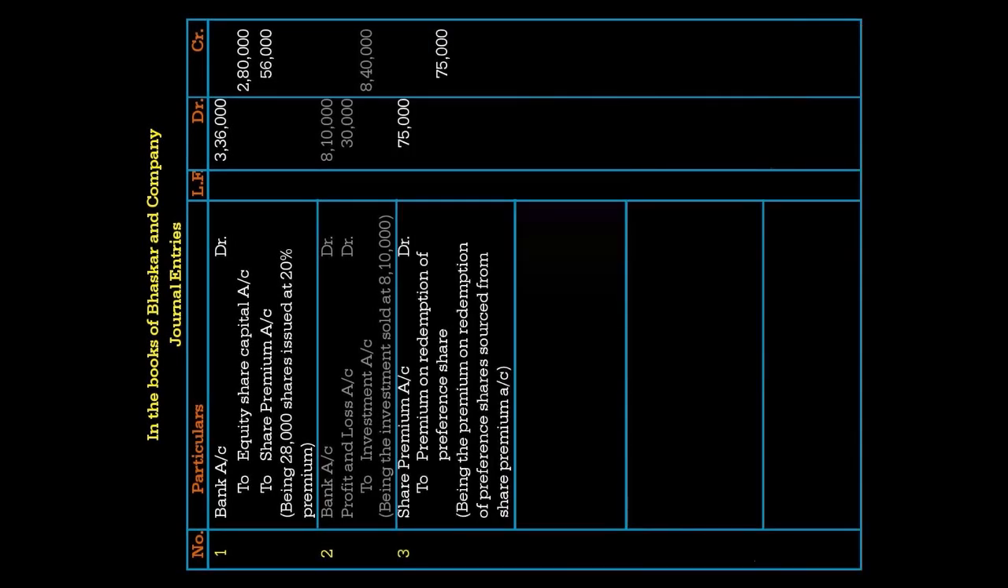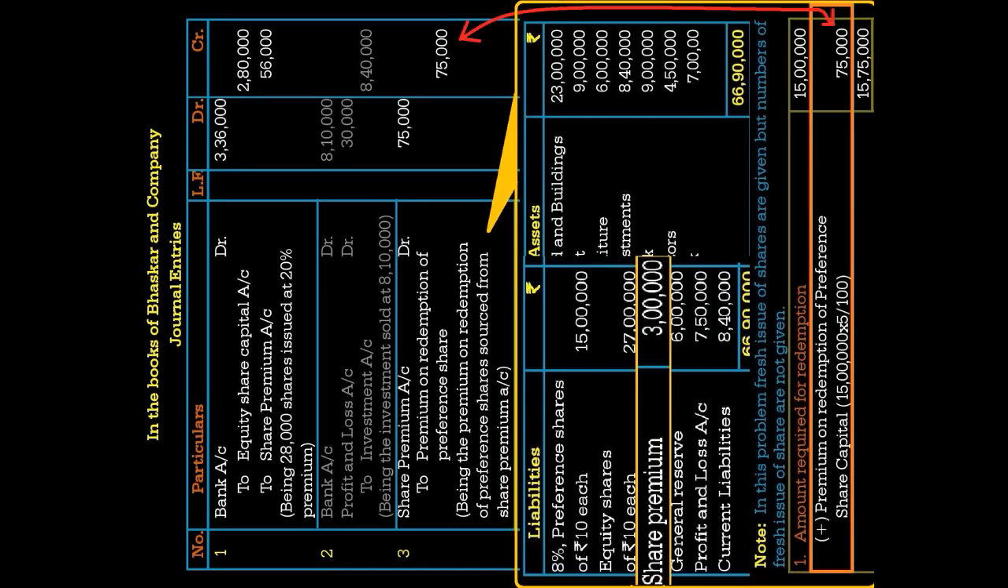Next we'll arrange for the premium. How much premium do we need for redemption? 75,000. So we are arranging it from the share premium. Looking at the balance sheet, we have 3 lakhs in share premium, so from that we can sufficiently arrange it.